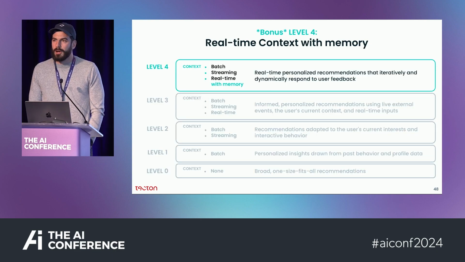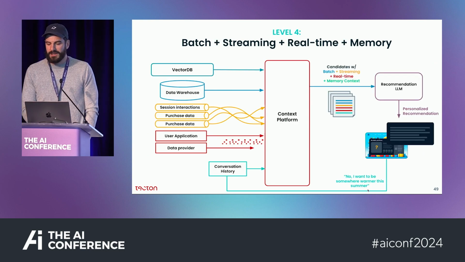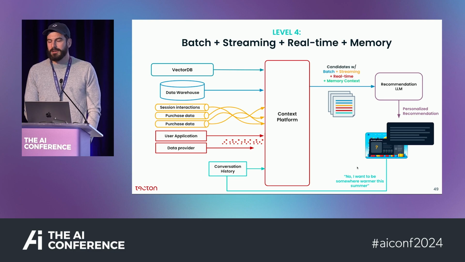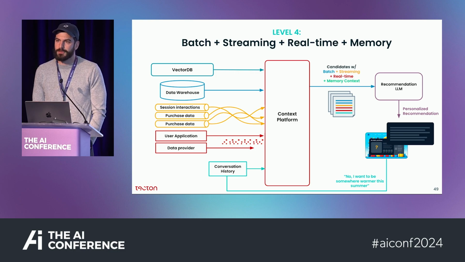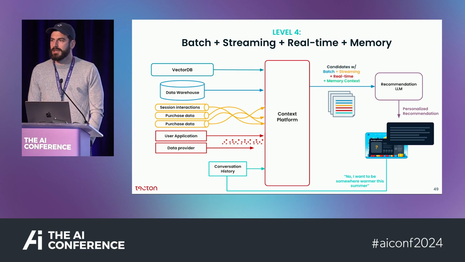So I'm just going to add one bonus level, and then I'll finish here. There's one final, newer way of personalization, which is introducing memory or feedback. Wouldn't it be great if the user can say, hey, you know what? I don't want to go somewhere, or I want to be somewhere warmer this summer. And then your recommendation can take that into account as well. So you can have an iterative experience with your customer. That's something that I think we're going to see more and more.